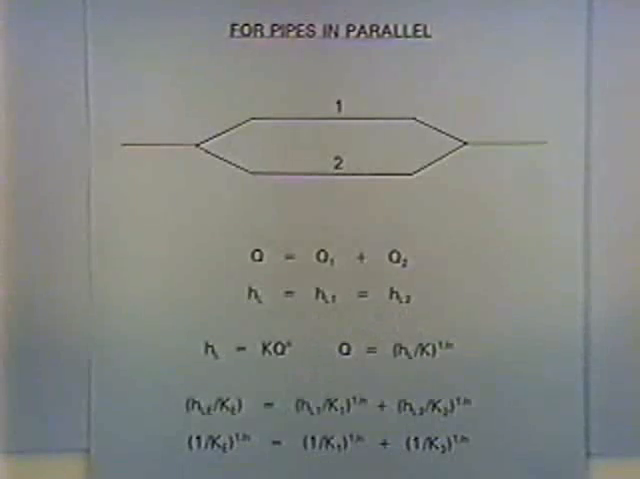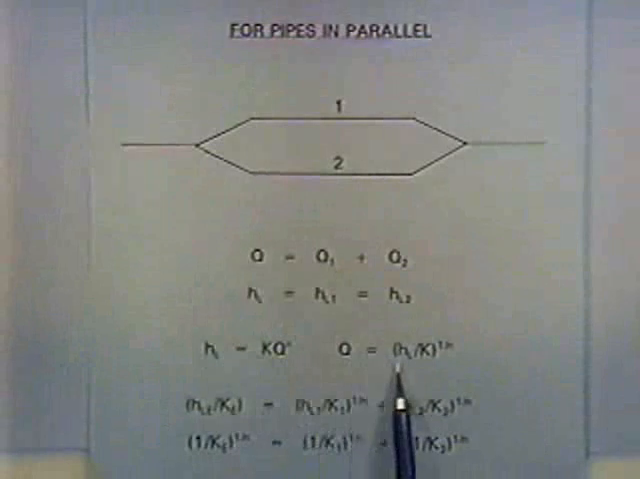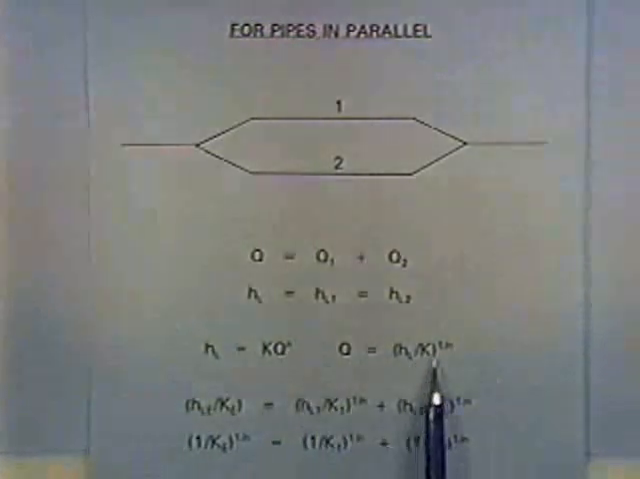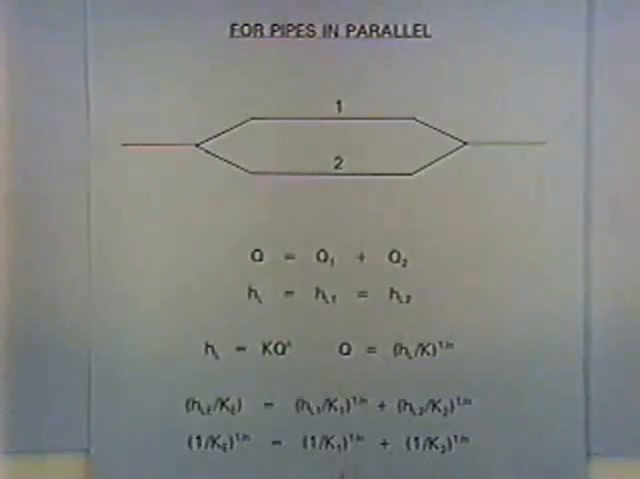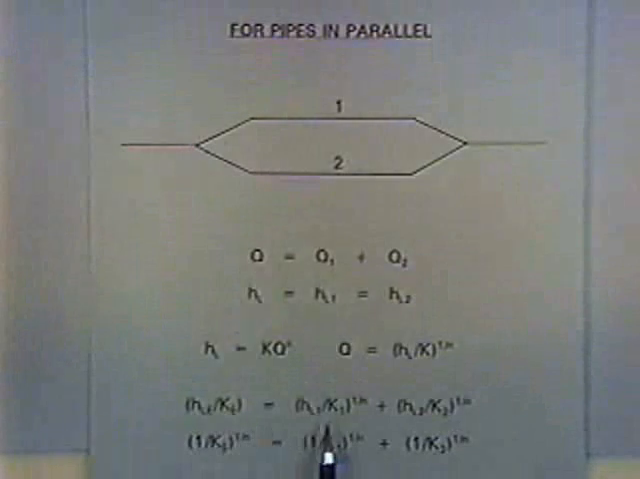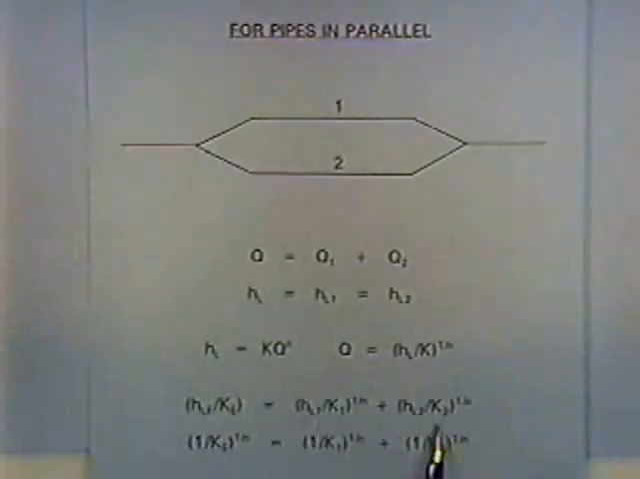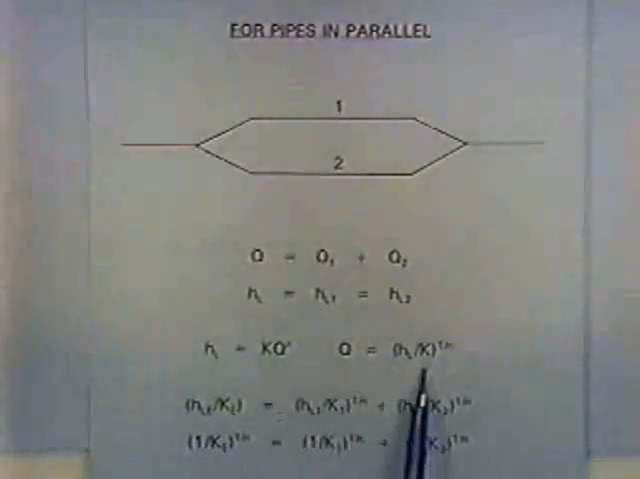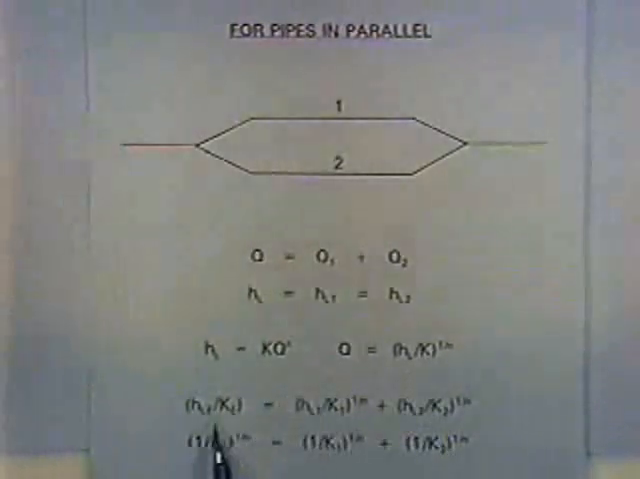If we wanted to go through the same exercise to come up with an equivalent pipe, we would recognize that head loss is K times Q to the N. We'd solve for Q out of that equation, which is head loss over K, raised to the 1 over N power. And then we would say that the total Q is equal to the Q in the first pipe plus the Q in the second pipe. And then we'd plug in that expression for the Q, and that would be the Q in the equivalent pipe.